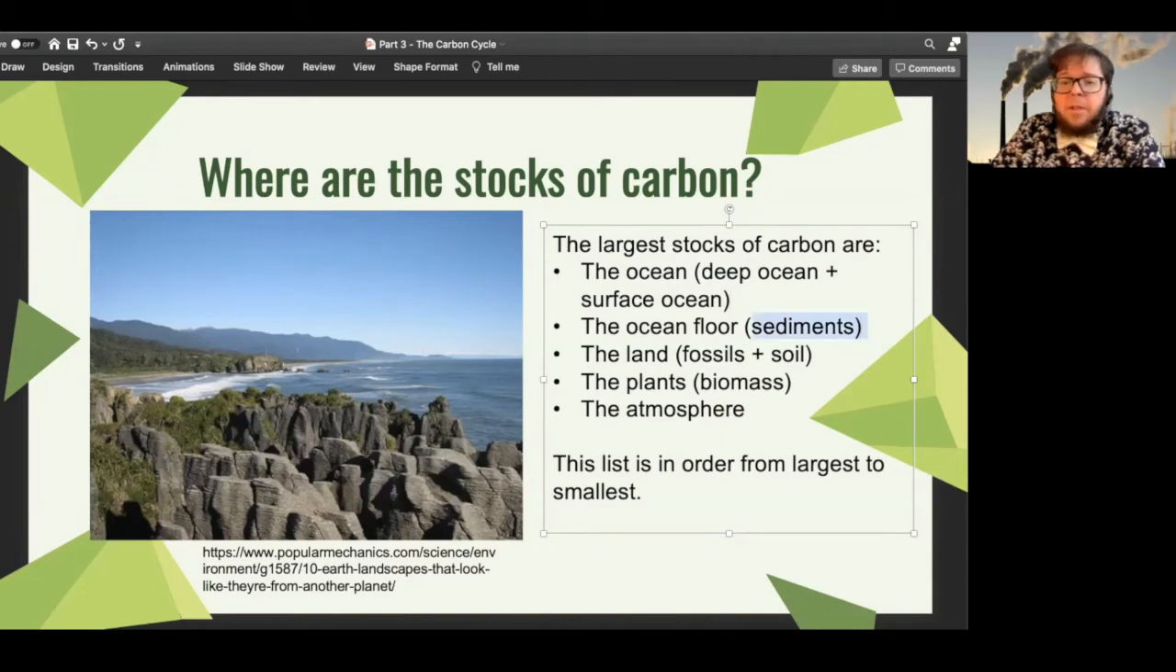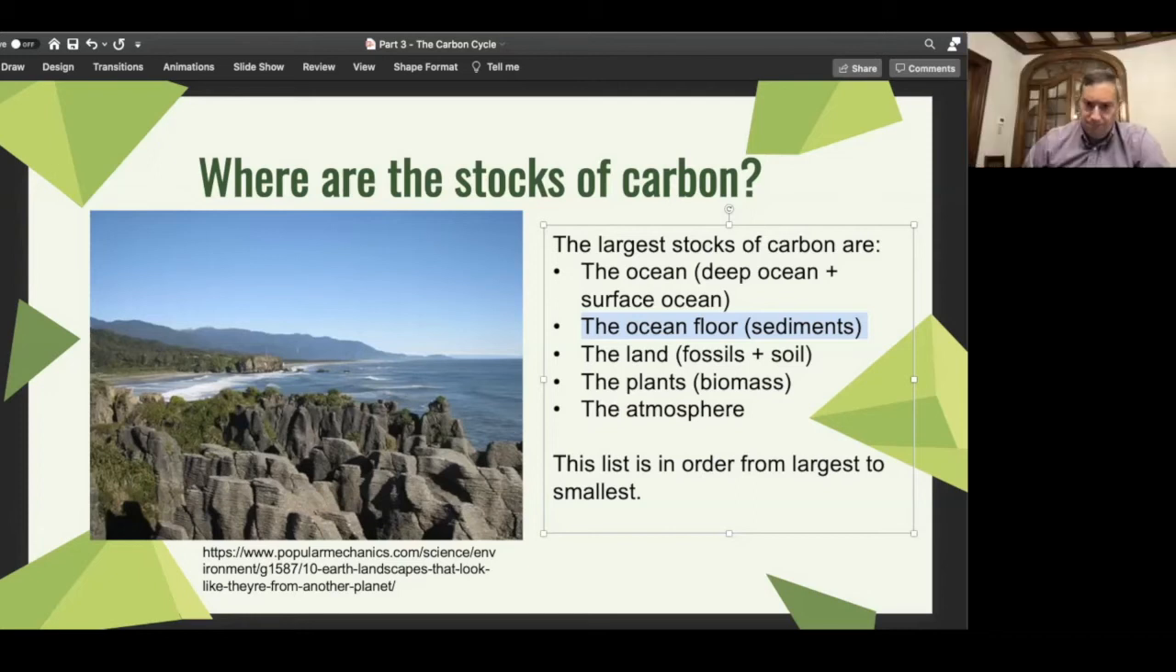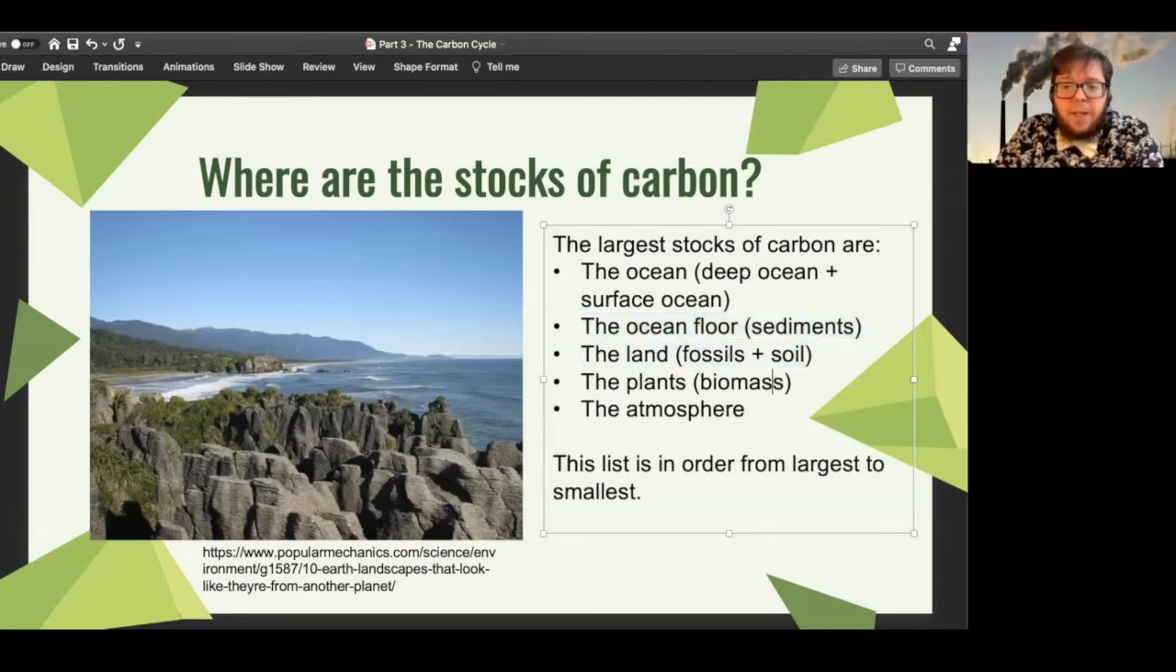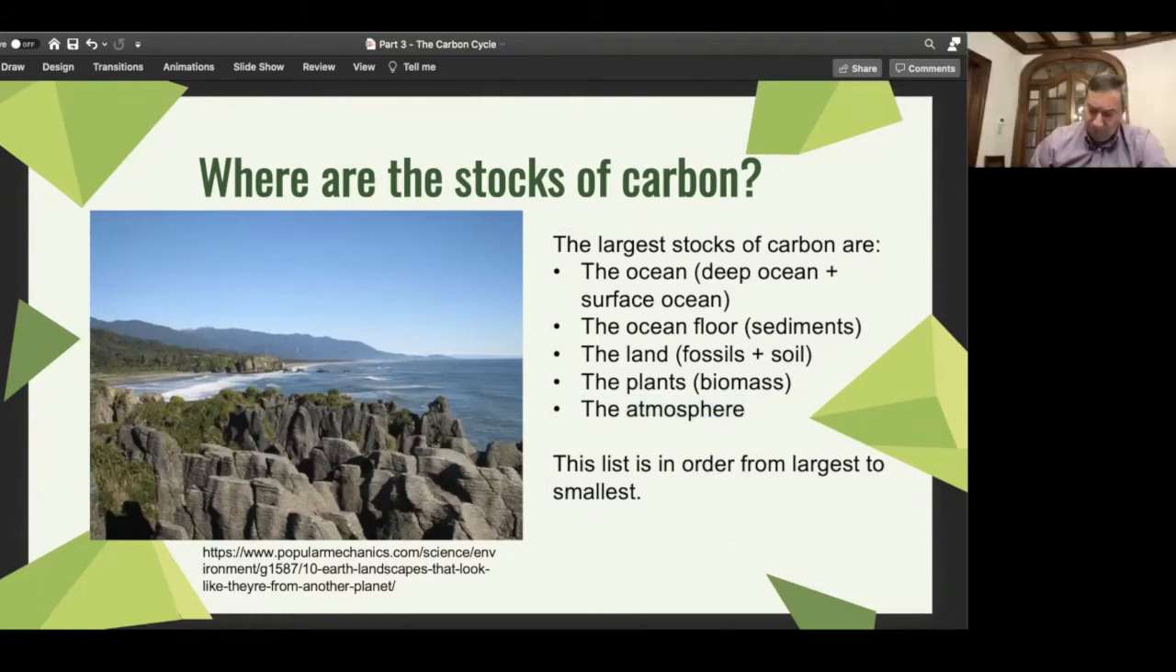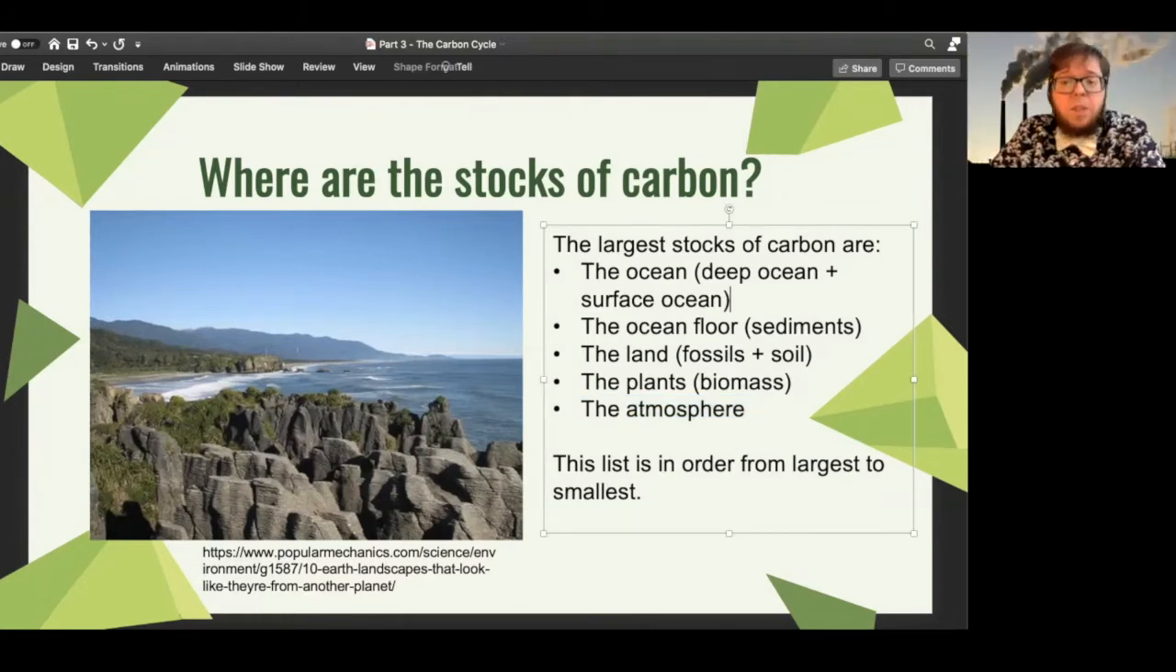Coming up in second place is the ocean floor itself, then the land, which is fossils and soil, the plants and the animals, which is the biomass, and then finally the one that nobody guessed is the atmosphere itself. So this list is in order from largest to smallest. Most of the carbon on the planet is in the oceans or somewhere in the ocean floor. That's where the carbon is.